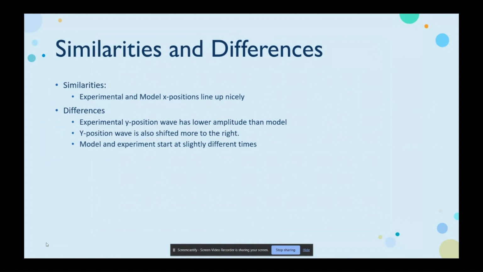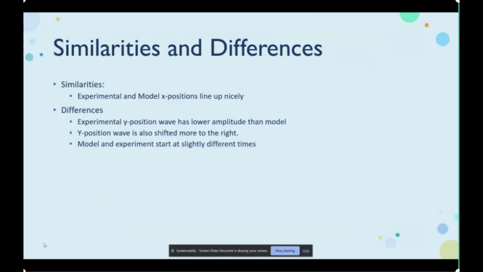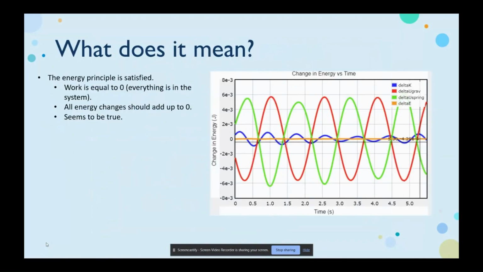The similarity between the experiment and the model is that the x position versus time graphs line up nicely, apart from a small discrepancy. The differences include that the experimental y position graph has a lower amplitude than the model, and the experimental y position versus time graph is also shifted more to the right. Additionally, the model and the experiment start at slightly different times, but I could not figure out a way to fix this. The energy principle seems to be satisfied.